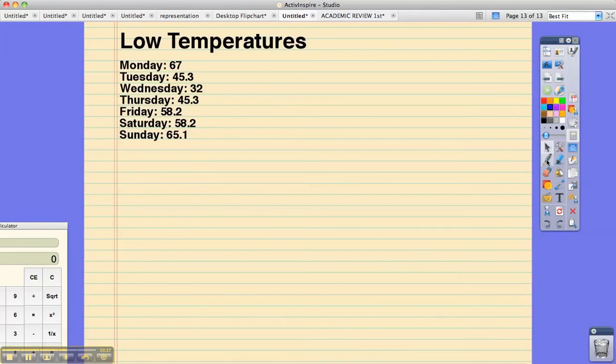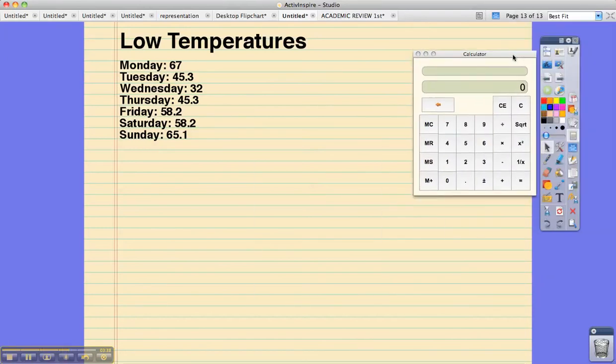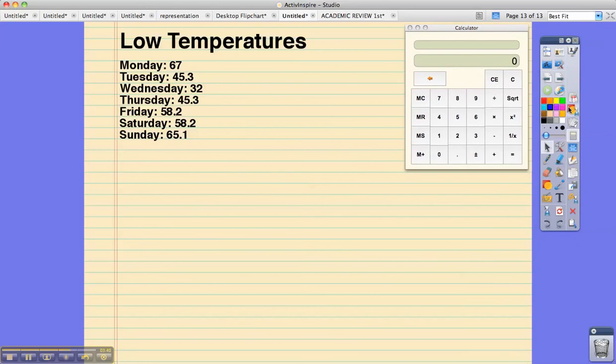So, right here is just an example that we're going to do together. It says the low temperatures for a week, and you have Monday, Tuesday, Wednesday, Thursday, Friday, Saturday, and Sunday, and all these different temperatures. And we're going to find the mean, median, mode, and range of these. We're going to use a calculator just to make it easier. You can use a calculator for the questions on this assignment, but in class we will not be using a calculator. So the first thing we're going to do is the mean.